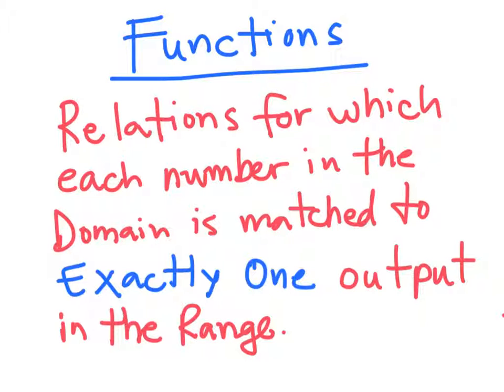So a function is a special type of relation, and in a function, it's basically a relation in which each number in the domain, you remember that's x, is matched to exactly one output in the range. And so when we say range, we're talking about the y coordinates.